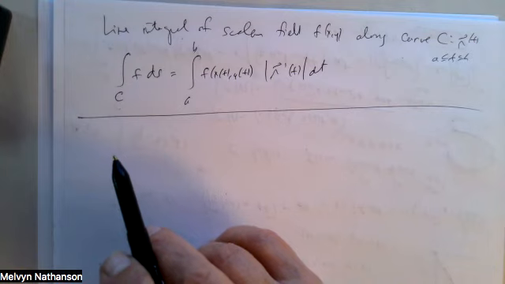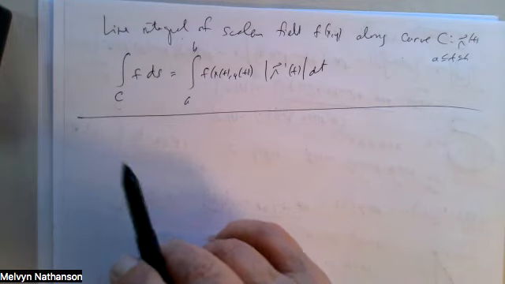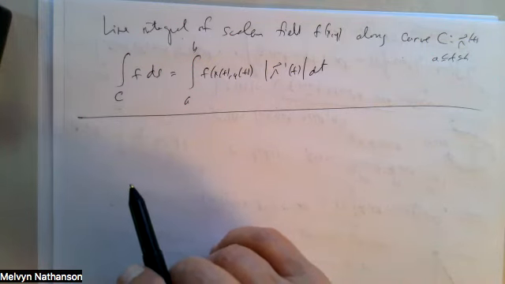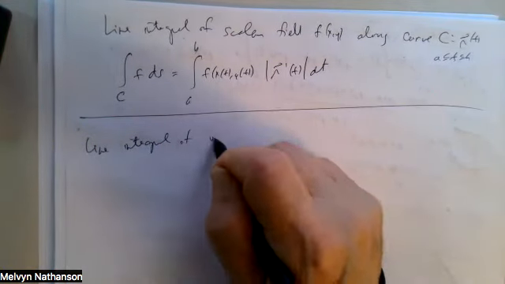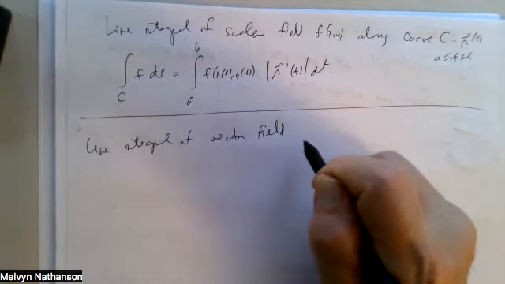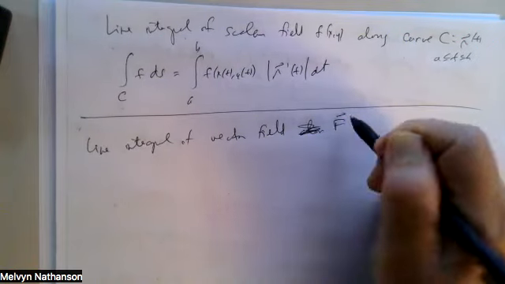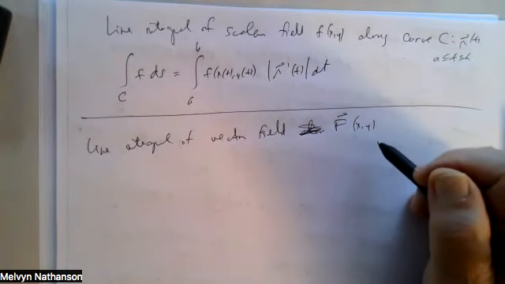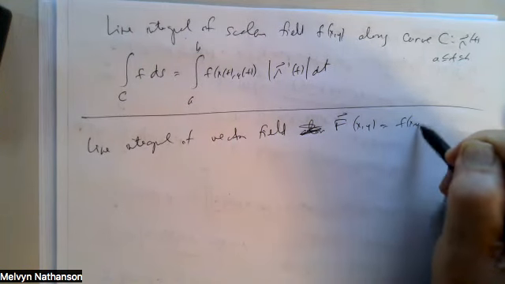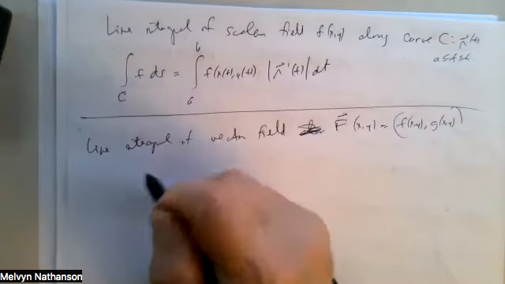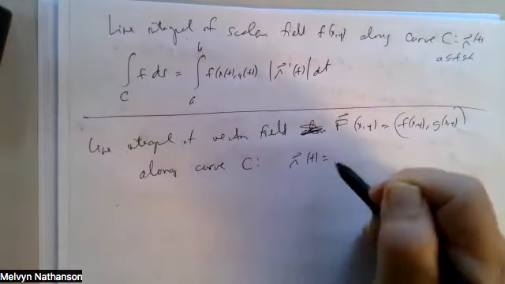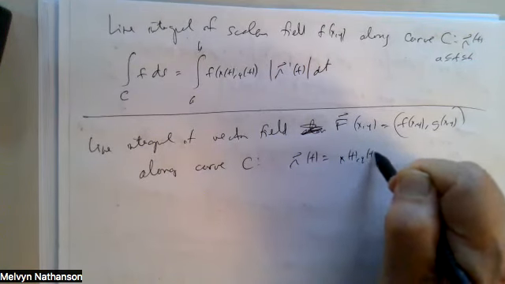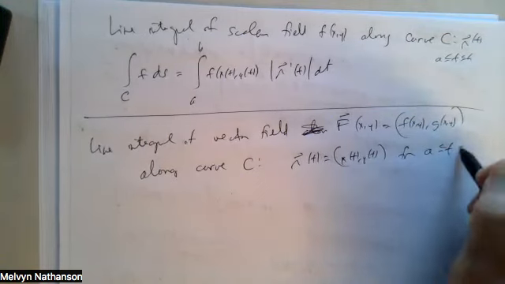Well, we also have vector fields. And we want to be able to also define and compute the line integral of a vector field F of x, y, equal to the components of f of x, y, along the curve C, given by the function r of t equals x of t, y of t, for t between a and b.